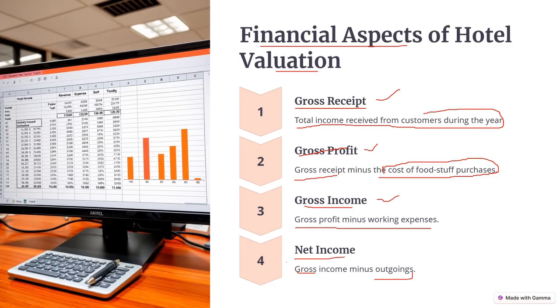So there are four things which are important from the valuation point of view of a hotel. First thing is gross receipt. From gross receipt you deduct the cost of foodstuff purchases and daily use material to get gross profit. From the gross profit you deduct working expenses, that will give you gross income, and from the gross income you deduct outgoings, that will give you net income. So it is the net income which will be used for calculating the value of a hotel.